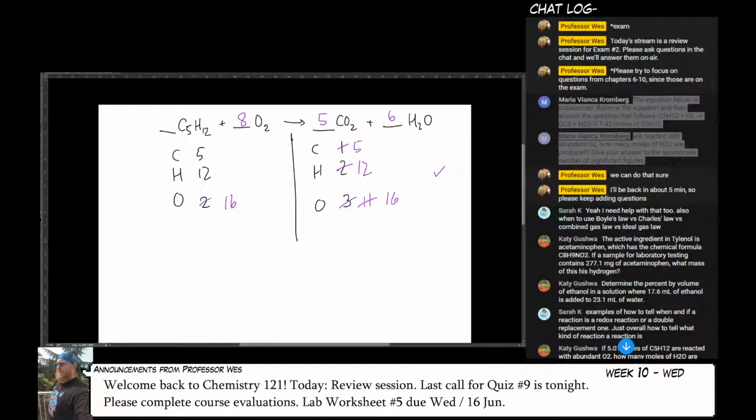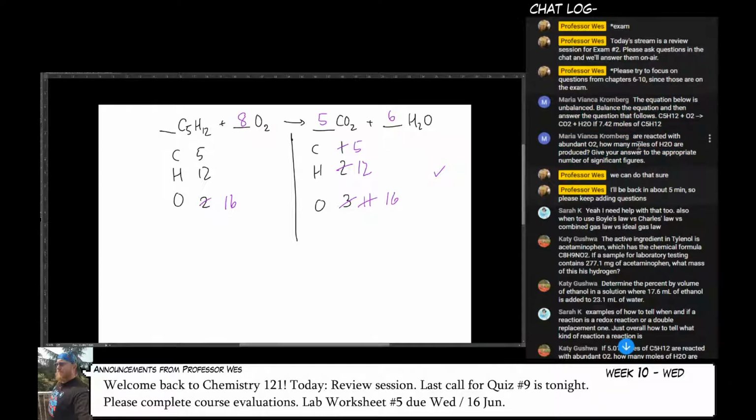And then, oh, when I click off of that, the question becomes unreadable. So this is the one we're working on. And if 7.42 moles of C5H12 are reacted with abundant oxygen. Oops, let me try that again. How many moles of H2O are produced?